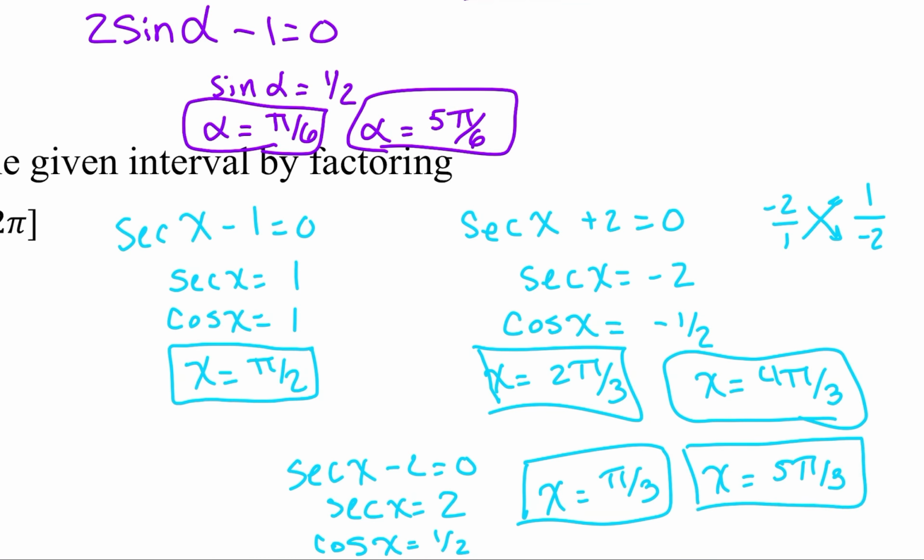So we end up getting all the pi over 3s on the unit circle because we're doing positive and negative 1/2. And those would be our 5 complete solutions that would work for this problem.